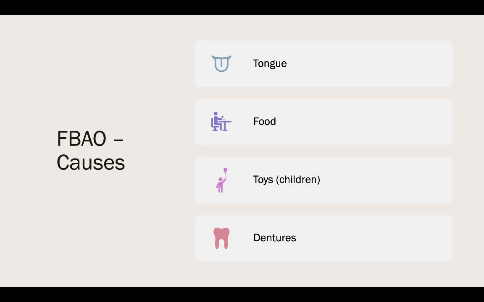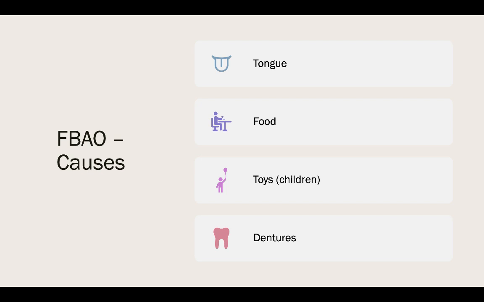When talking foreign body airway obstructions, or FBAO, the most common cause of these is your own tongue. And we can fix this very easily with an OPA, with a jaw thrust, with a head tilt chin lift. We can get that tongue out of the way. Next, most common cause is food, especially in adults. So for adults, food, a little Heimlich maneuver, and simple AHA CPR will go a long way.